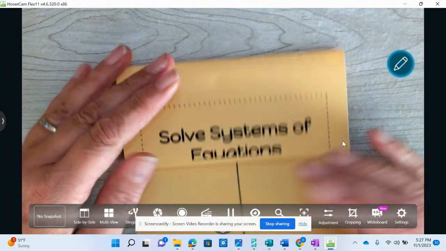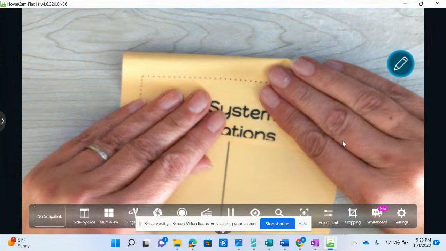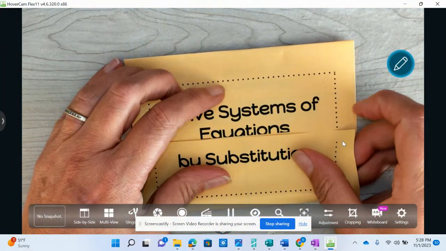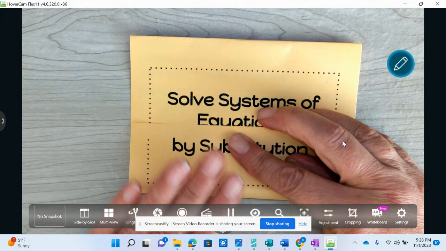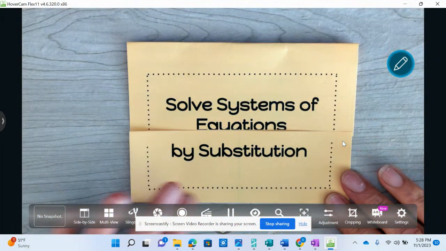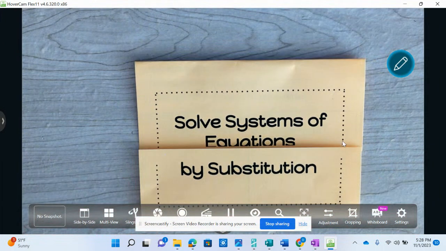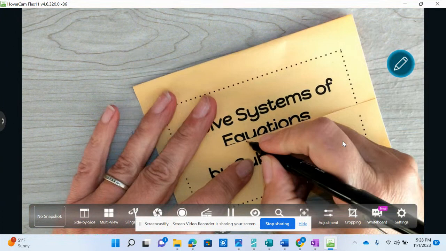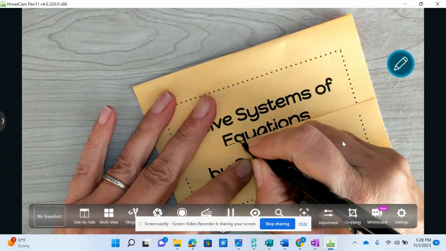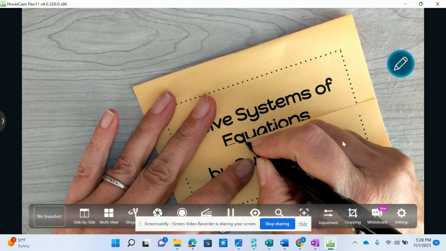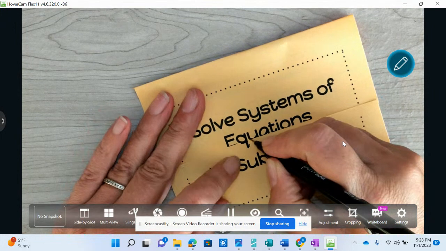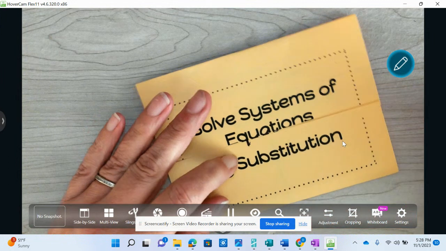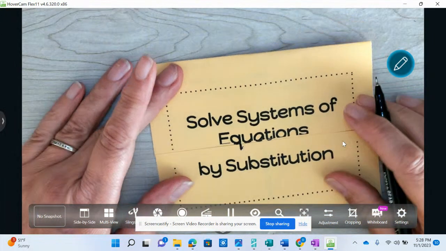My idea was that you would fold each one of these about halfway, something like this. It didn't turn out as cute as I wanted because you can't see the whole word "equations." It kind of ran off a little bit. So you know my OCD is going to try and fill that in. So this is how to solve systems of equations by substitution.